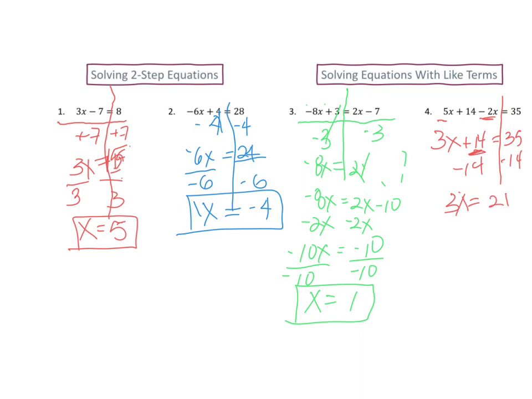Now I got all my letters on one side, I have all my numbers on the other, and my last step is just to divide by the number in front of the letter. Because anything divided by itself equals 1, and that's what we want to know, what 1x equals. 21 divided by 3 is 7.